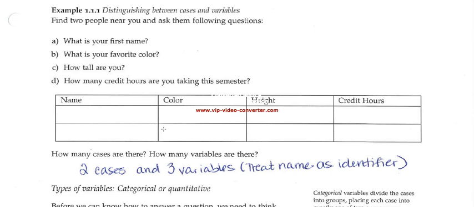And then we treat this as three variables. We've got color as a variable, height as a variable, and credit hours as a variable. We do not treat name as a variable because it's just an identifier, and that can be the case for data sets that you just have an identifier.